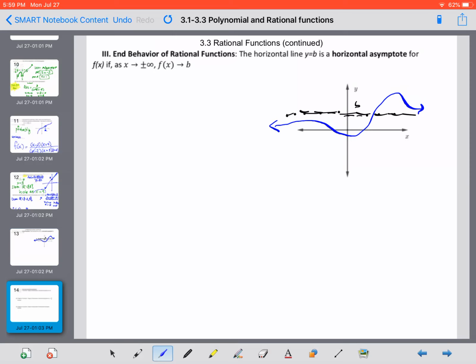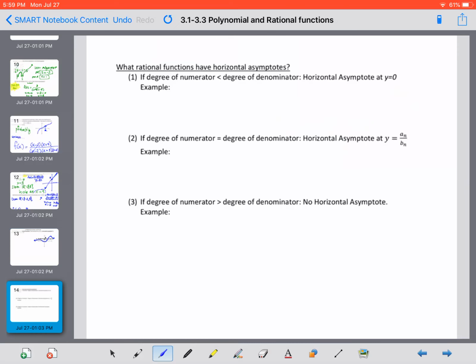Well, there's sort of three different possibilities here, and it has to do with the degree of the numerator compared to the degree of the denominator. Remember, the degree is just the largest exponent, right? So in the first case, suppose that the degree of the numerator is less than the degree of the denominator. So for example, if your function looked like f of x is x squared plus 1 over x cubed minus 2x, something like that.